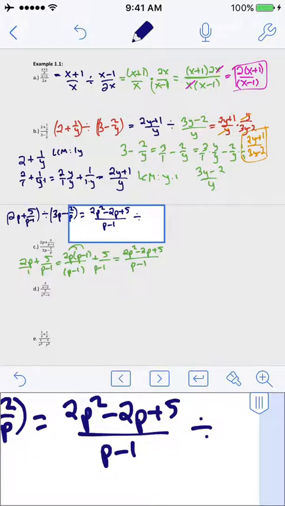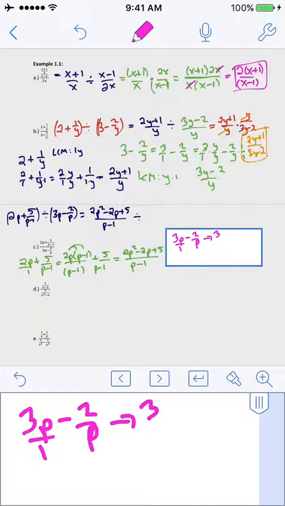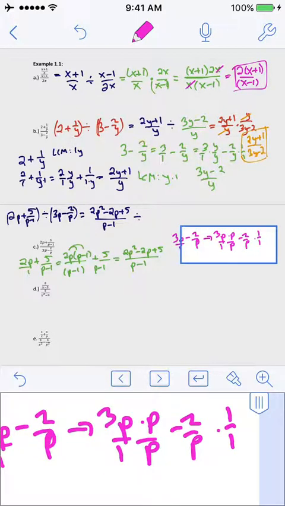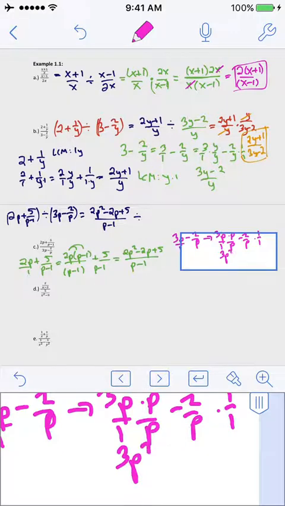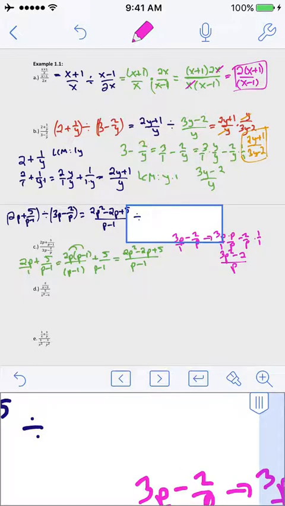Okay, so we may have to worry about the fact that this is a trinomial, but we won't worry about it now. Let's keep going with the other side. So the other side says 3p minus 2 over p, right? That's again 3p over 1. Looks like what's missing from the bottom is a p. So we get 3p over 1 times p over p, minus 2 over p, technically times 1 over 1. If you want to put that there, you can. We end up getting 3p squared minus 2 over p.